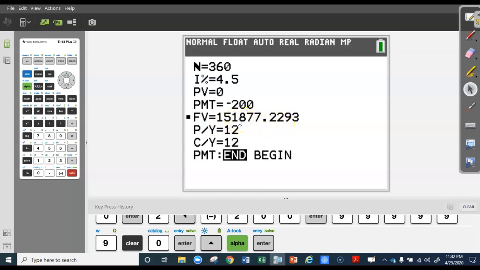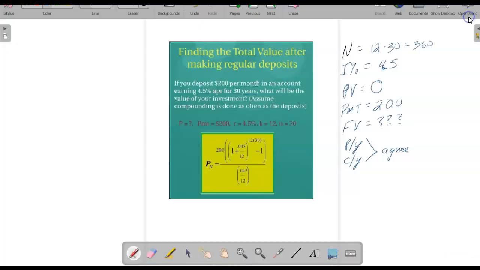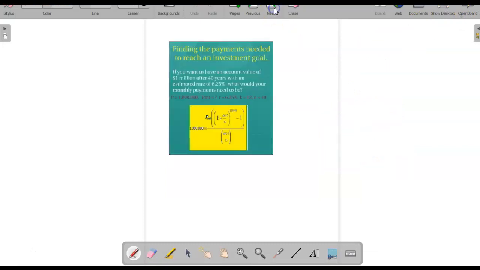So that's the future value if you put away $200 a month at 4.5%, 12 times a year for 30 years. Pretty simple. And to show your work, you just jot down this is what you'd put in for your work. This is all you had to enter into the calculator. So let's take a look at the next problem, and let's go to the next page.